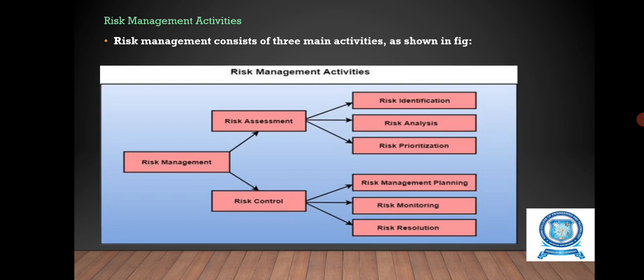So these are the risk management activities. It consists of two main activities, that is risk assessment and risk control. Risk assessment has risk identification, risk analysis, and risk prioritization. Risk control has three activities, that is risk management planning, risk monitoring, and risk resolution.